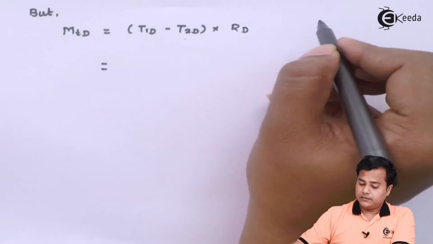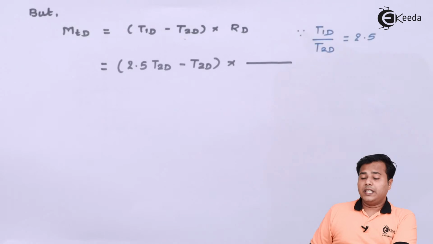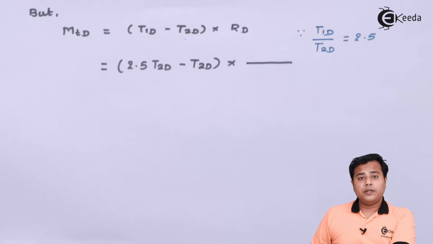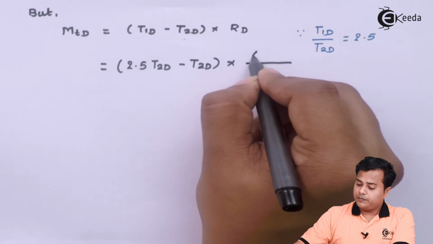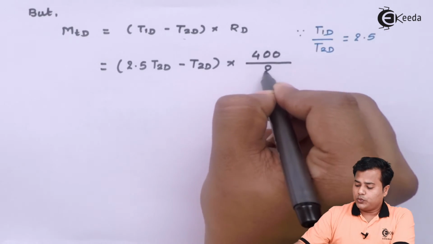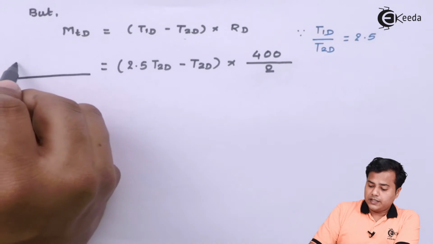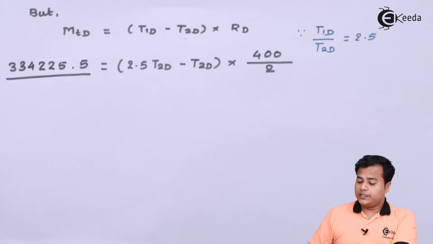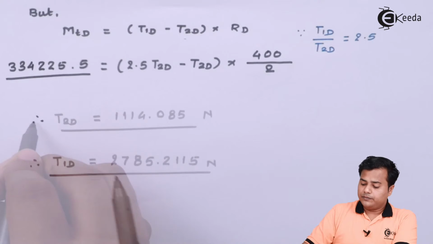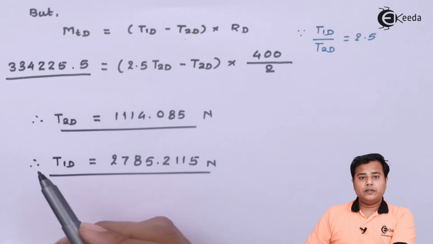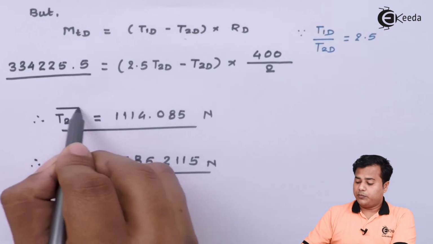Now the next thing we have is, we know the relationship between these two. That makes it, let's write it down separately. The radii, the diameters we have been given are 400, so radii become 400 divided by 2, but we already know this value, which has come out to be, upon solving this we'll get the value of T2D. So these are the values of respective tensions acting at pulley D.